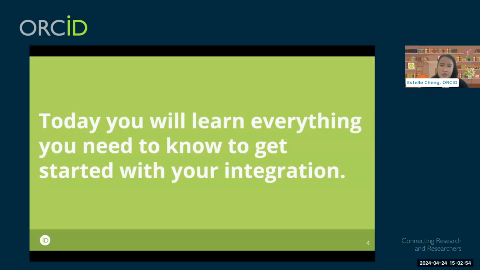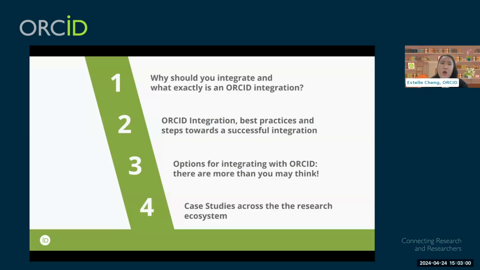Today, we hope you will learn everything you need to know to start your integration. There are 4 dimensions. One is why you should integrate and what exactly an ORCID integration is. Two, the best practices of an ORCID integration and steps you can adopt towards a successful integration. Three, options for you if you want to integrate with ORCID. And four, some case studies across different research ecosystems.